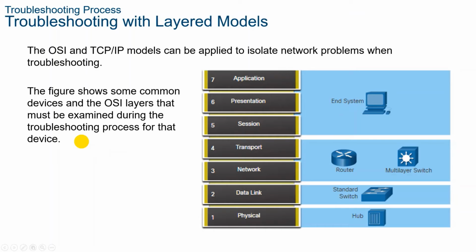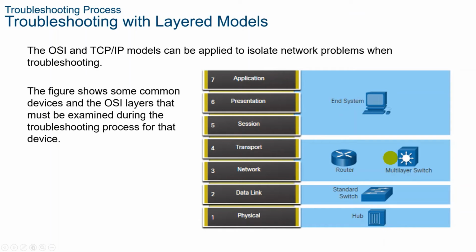So the figure shows some common devices at the OSI layers that must be examined during the troubleshooting process for that device. Okay, so typically, if the problem is on the computer or end systems, we have to focus on the application, presentation, and session layers, right? As a network technician, you should have identified all the devices working on the network. If we're talking about routers or multilayer switches, the concentration is on the transport and network layers. If we're talking about a standard switch or layer 2 switch, it's on the data link layer. If our issue is on the hub, then it's on the physical layer. If the issue is on the transmission media, it's on the physical layer. Okay.